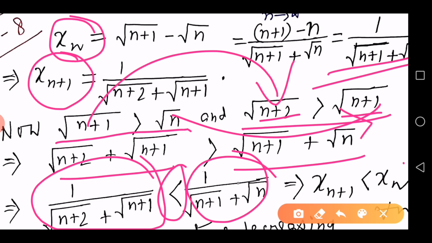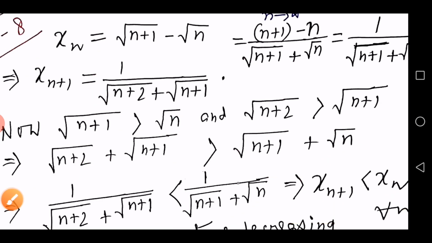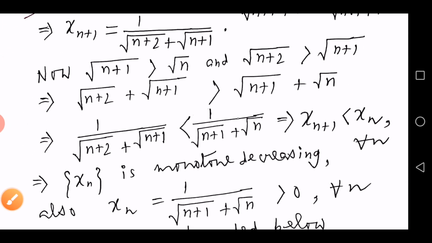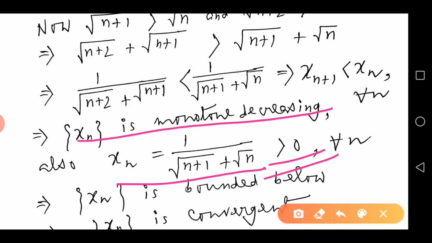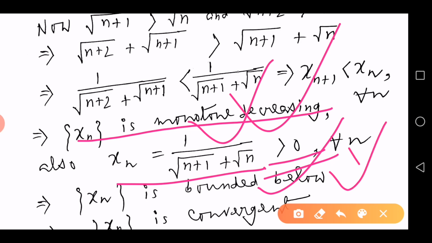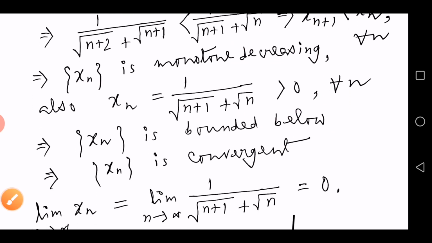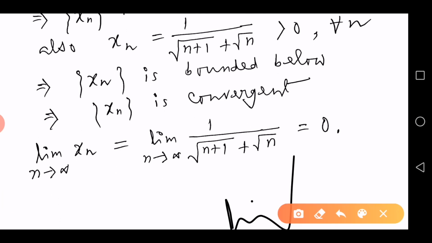So we are getting x_{n+1} is less than x_n for all n. So we can say x_n is a monotone decreasing sequence. Also, x_n, after rationalizing, we have x_n equal to 1 by root over of n plus 1 plus root over of n, which is always positive for all n. Therefore, it is bounded below. So x_n is monotone decreasing and bounded below. Therefore, x_n is convergent.